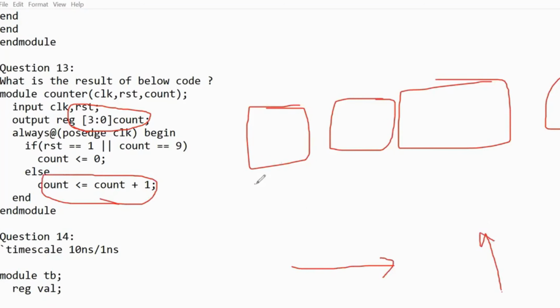Okay, 4 flip-flops means it will count between 0 to 16. 0 to 15. Yes. So will it count 0 to 15 here? No. Why?